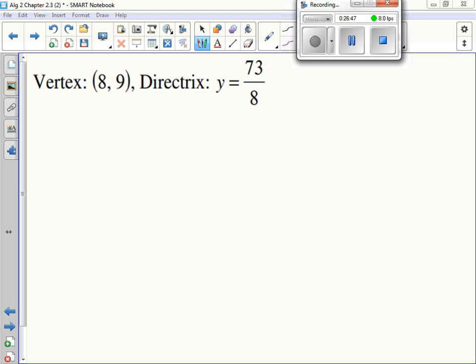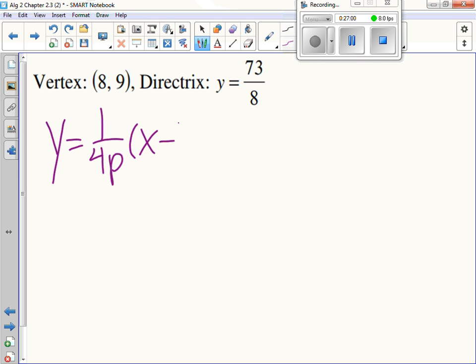Y equals, because it tells us the directrix is Y equals a number. And that's the one that has the directrix as Y equals K minus P. So we're using Y equals 1 over 4P times X minus H squared plus K.